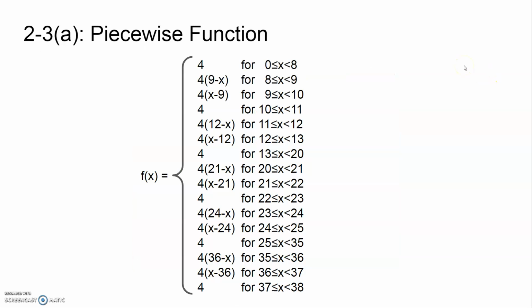This is the piecewise function for the graph that I have plotted. This piece is when I'm first holding the ball, and it's for this domain, the first 8 seconds, and then this is for when it's first going down to the ground. So if you plug in 8, you get 4, and if you plug in 9, you get 9 minus 9 is 0, 4 times 0 is 0, so it's at the ground. And then if you plug in 9 here, you get 0 as well. But if you plug in 10, you'll get 4 times 1, which is 4.